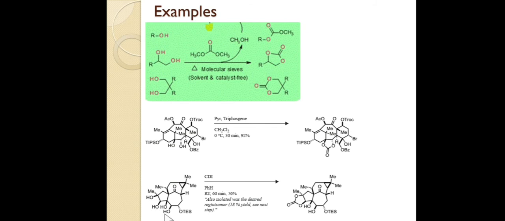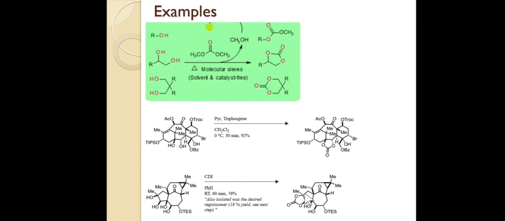Another example is from a natural product. If we have these two OH groups, they are protected in the presence of CDI. CDI converts these two OH groups to a carbonate. Because of the orientation of the OH groups, these two are not protected, but these two are on the same ring and the same side, so they are easily protected with the help of CDI. So this is how carbonate protection is carried out.